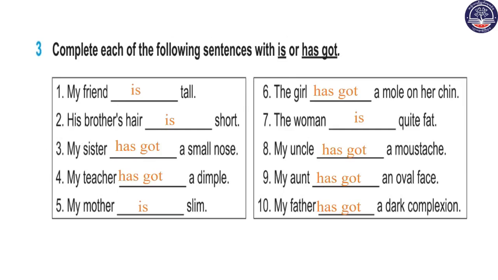Okay, let's check the answer. Look at the following sentences. Numbers 3, 4, 6, 8, 9 and 10 describe characteristics, so they must be completed with has got. The remaining sentences, 1, 2, 5 and 7, are used with adjectives, so they must be completed with the verb to be, is. Okay, now let's move on.